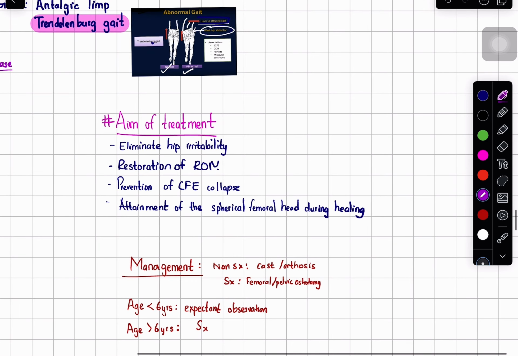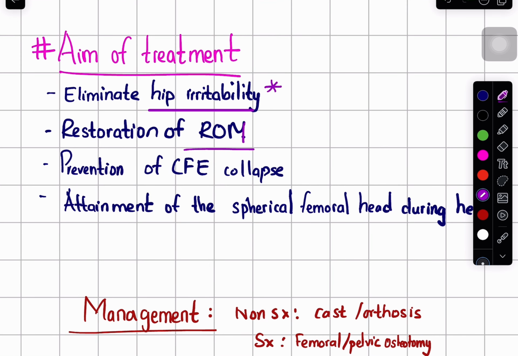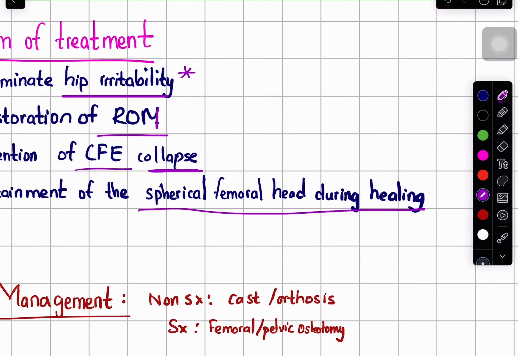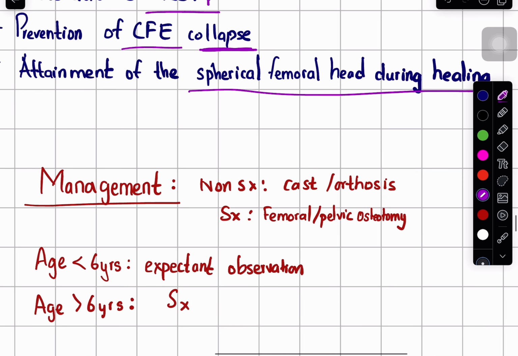And usually in Perthes disease, the aims of the treatment are to eliminate hip irritability, restoration of the range of movement, prevention of the capital femoral epiphysis collapse, and attainment of the spherical femoral head during healing. And usually the management is non-surgical and surgical. Non-surgical can be cast and orthosis. Surgical can be femoral and pelvic osteotomy.